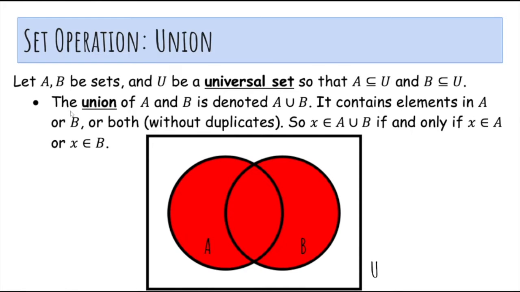Okay, so the union of A and B is denoted by this U symbol. So it contains elements in A or B or both without duplicates. So X is an element of A union B if and only if X is an element of A or X is an element of B. Or it could be both. So here, A union B includes all elements that are in A or B, or they could be in both.